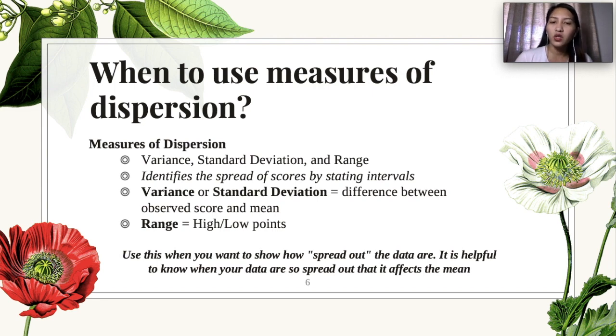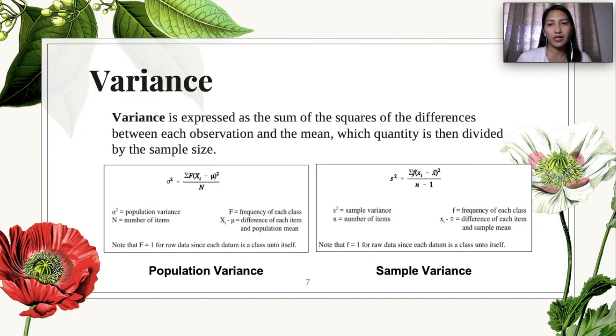So, ginagamit ito kapag gusto mong ipakita kung gaano ka-spread out yung data. Helpful din ito kapag yung data mo ay sobrang spread out na nakaka-apekto ito ng mean. So, there are times that in interpreting your data, the measures of central tendencies such as mean, median, and mode is not enough. Kailangan mong ipakita gaano ka-spread out yung data. At para mapakita mo to, itong tatlong measures or descriptive statistics ang pwede mong gamitin. Proceed tayo muna sa variance.